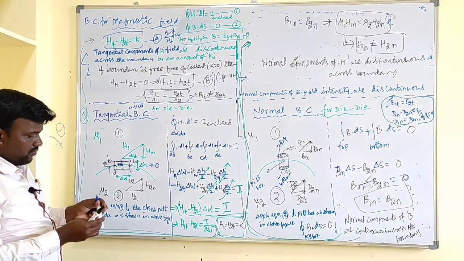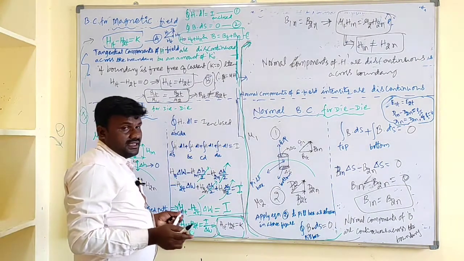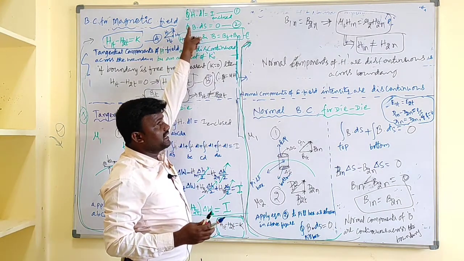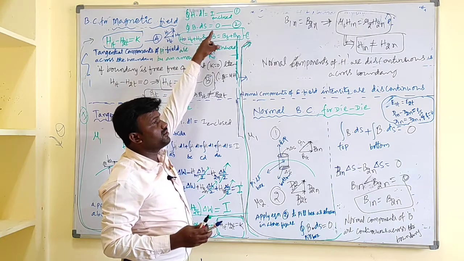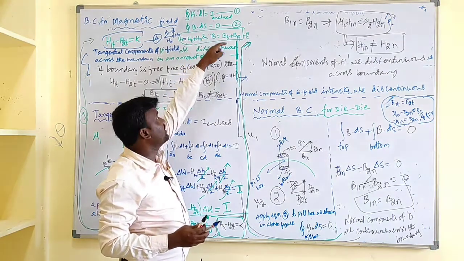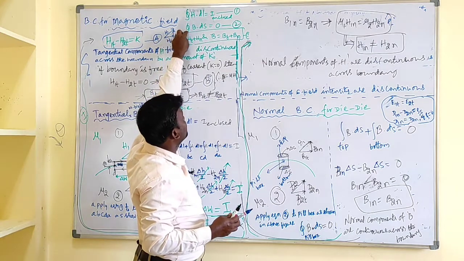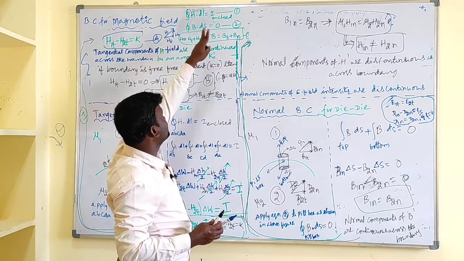Simply what we have done is E is replaced with H, that is the integral of E dot dl becomes the integral of H dot dl, and the integral of H dot dl equals I enclosed, that is Ampere's law. Of course, it is one of Maxwell's equations, and the other is the integral of B dot dS equal to 0. We need to use these three equations.